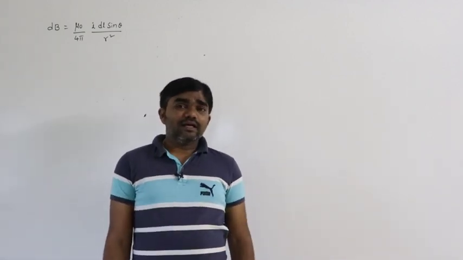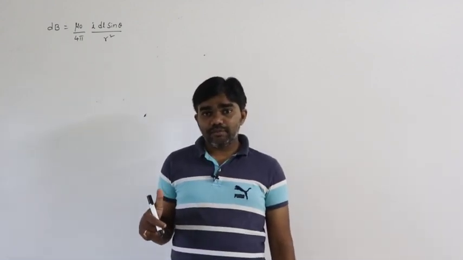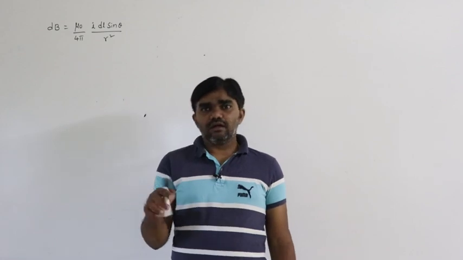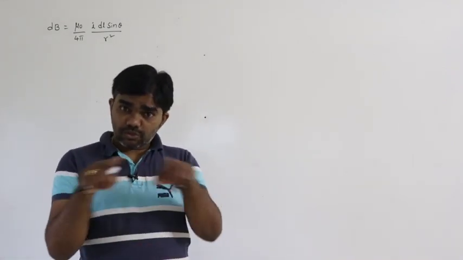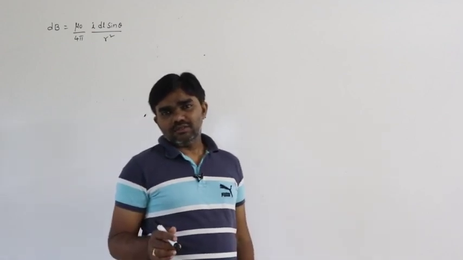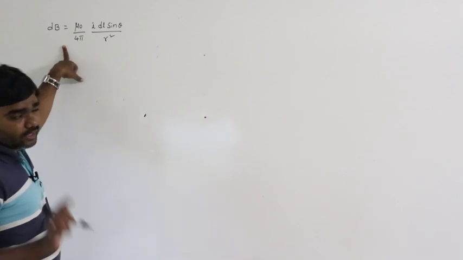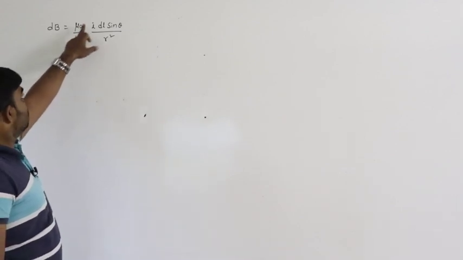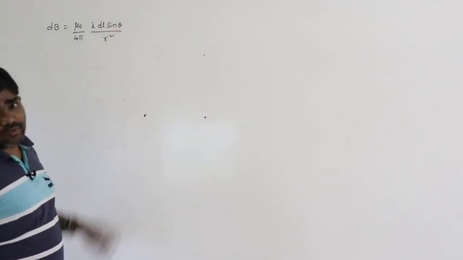That current carrying conductor may be a straight wire or a circular current carrying conductor, whatever it is, or a triangle shape or square shape, whatever it is. So the magnetic field associated with the current carrying conductor can be written as mu naught by 4 pi I dl sin theta by r square.